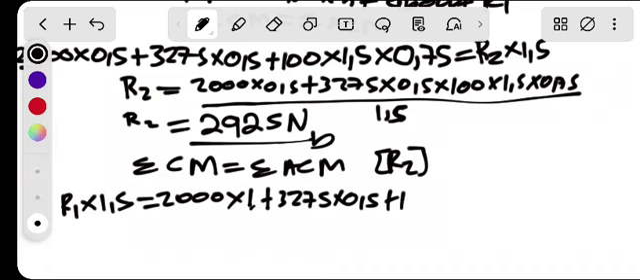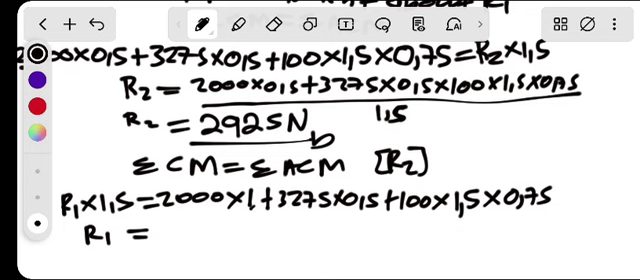We know that is 100, multiply that 100 by the whole length, multiply also by the half of this length, which is 0.75. Then we have reaction one. You know what you're supposed to do: you divide all of this by 0.5. You will get that reaction one to be 2500 Newton. This is reaction one.